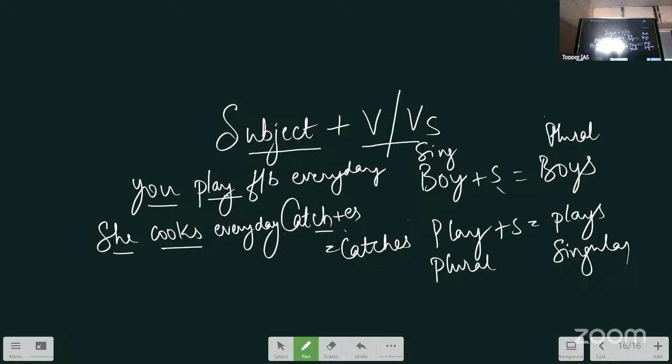Universal truth. Water boils at 100 degrees, scientific facts. I wash my car regularly, regular action. I teach every day, an everyday action. But what you should remember is the structure. What is the structure for simple present? Subject plus verb plural or verb singular. This is called agreement, which I will teach you in subject-verb agreement. Is that clear? Have you all written it down?